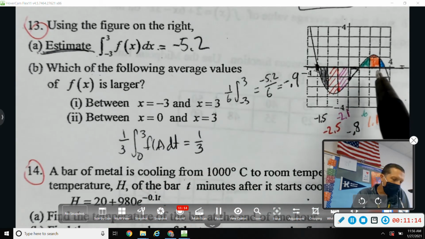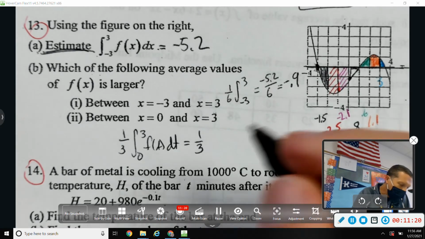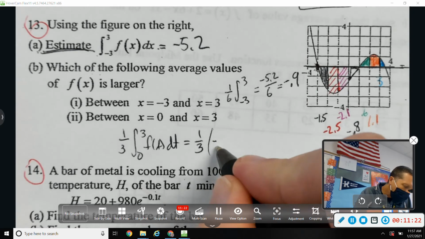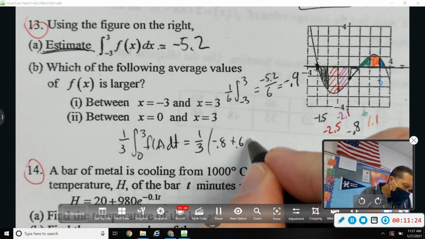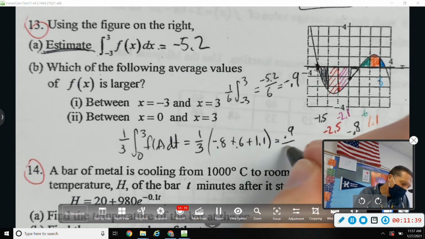And now I'm glad I broke it up this way, because now I can do the integral from 0 to 3, because I'll just add up those three values. Negative 0.8 plus 0.6 plus 1.1. I'm pretty sure I know which one's going to be bigger. Which one's going to be bigger? 0 to 3. Why 0 to 3? It's positive, the easiest answer.